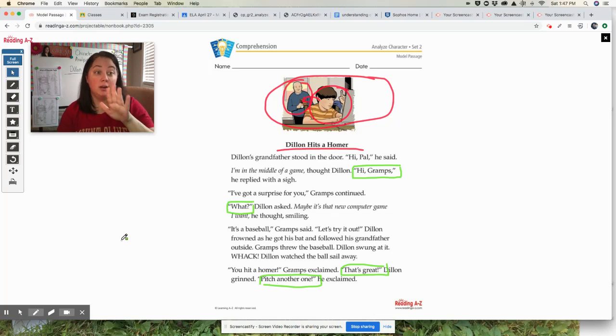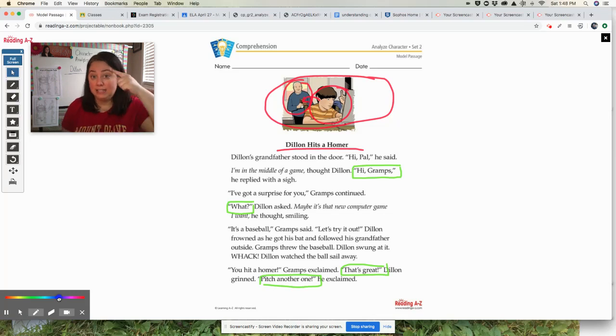We're going to just focus on him because he's one of the main characters. And then we can talk about Gramps at another time. So let's look now at his thoughts. This story is excellent because they identified the things that Dylan is thinking by putting the thoughts in italicized prints.